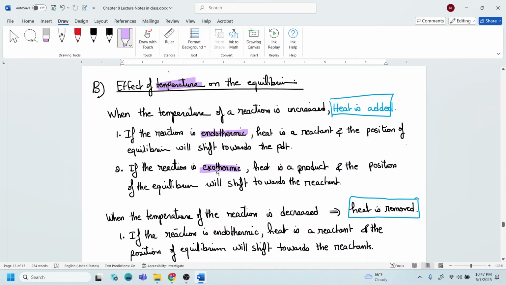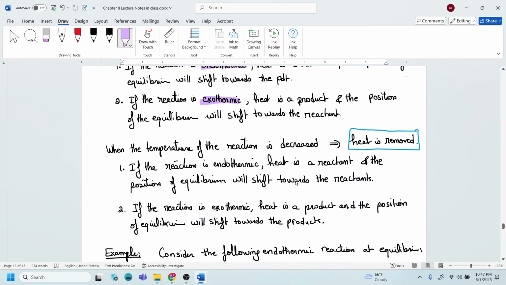So if the reaction is exothermic means that the heat is in the product, right? So we said heat is added. So raise your right hand. If you raise your right hand, then your direction of equilibrium is going to go towards the reactants. So it's going to shift towards the reactants.